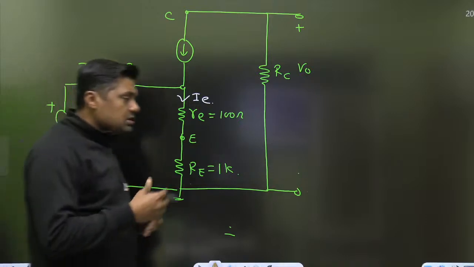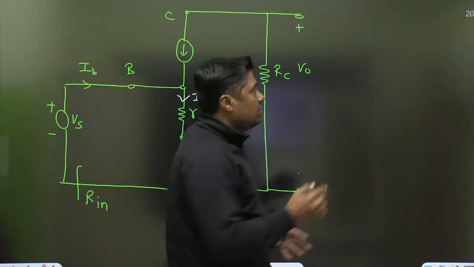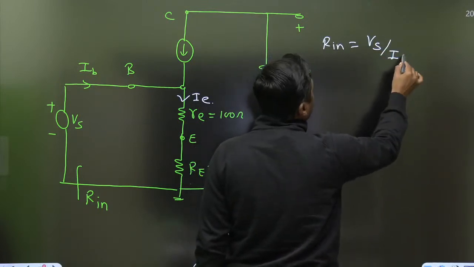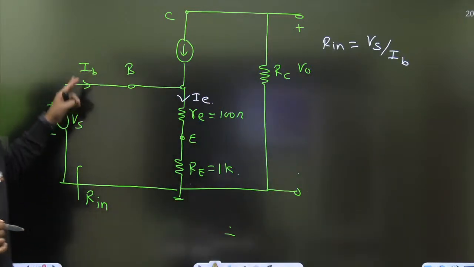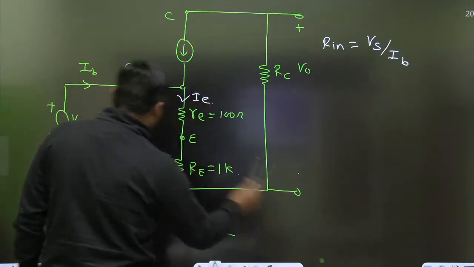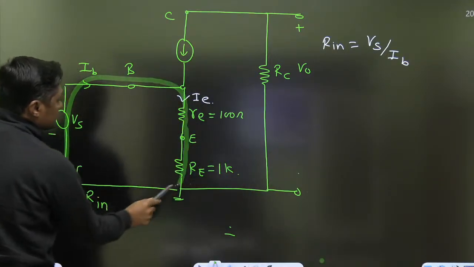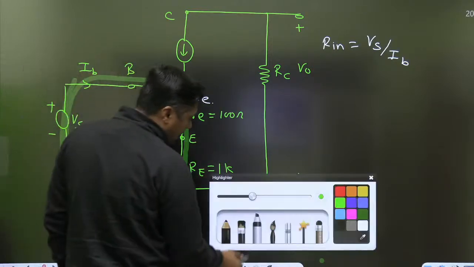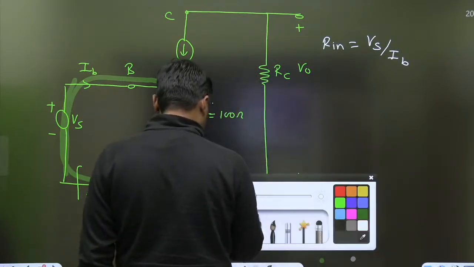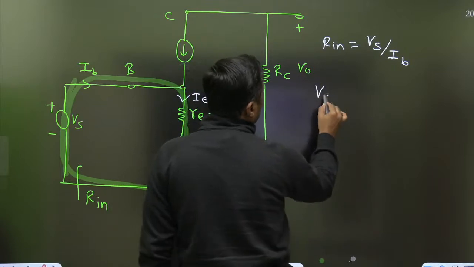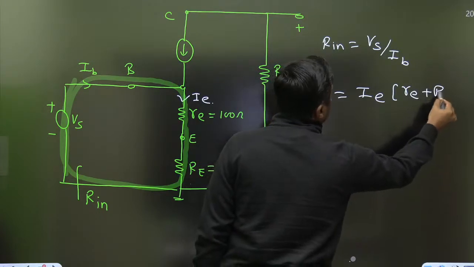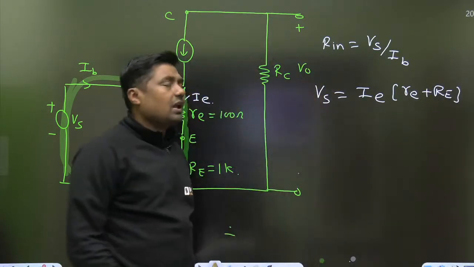And always remember, what is the resistance seen by any battery? Input resistance seen by any battery is Vs upon what? Current given by that battery. So current given is IB, Vs upon IB. But when I am writing the KVL in this loop, I can write Vs is equal to IE into small re plus capital RE.